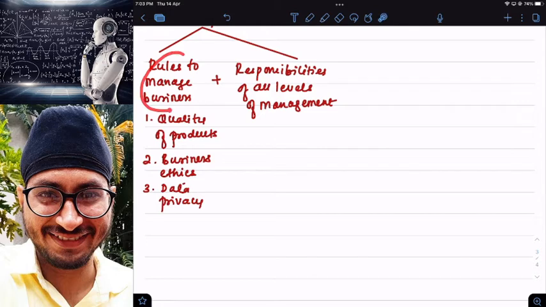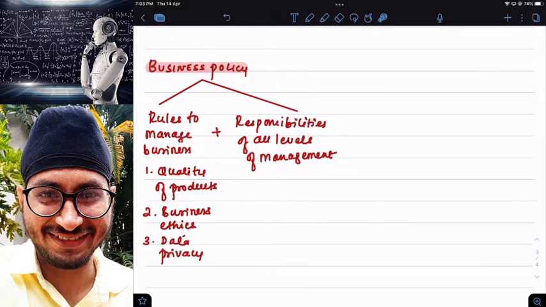Clear? So rules to manage the business and responsibilities of management. Sir, every level of management will have some responsibility. The responsibility of lower level management plus the responsibility of middle level management plus the responsibility of top level management plus rules to manage business, put together is called what, sir? Business policy. Clear?